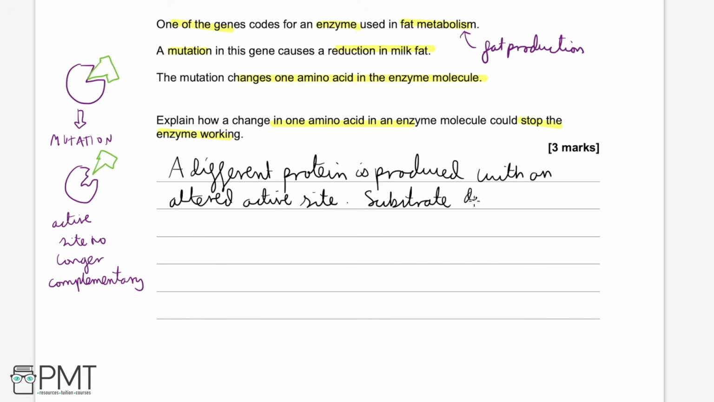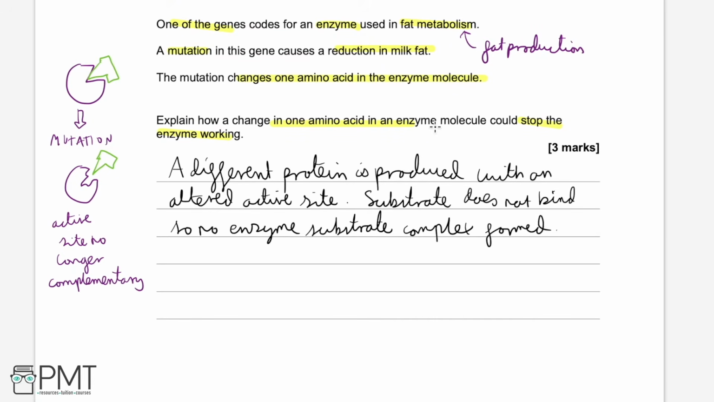The substrate does not bind, so enzyme substrate complexes cannot form. Enzyme substrate complexes are what form to catalyze the reaction of the substrate. So let's have a look where marks are awarded in this question. The first mark comes from stating a different protein is produced, the second from discussing the change to the active site, and finally from the result of this, that it will no longer be complementary to the substrate, hence no enzyme substrate will form. The actual terminology of saying enzyme substrate is not necessary for this question.